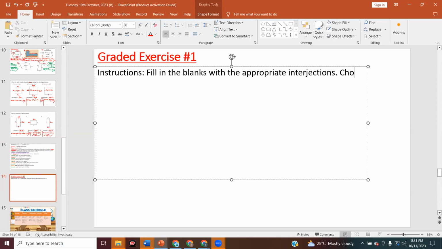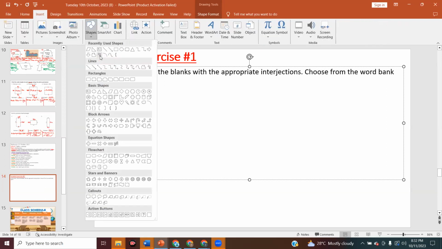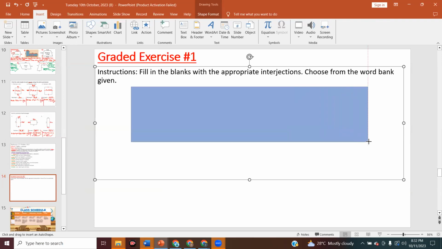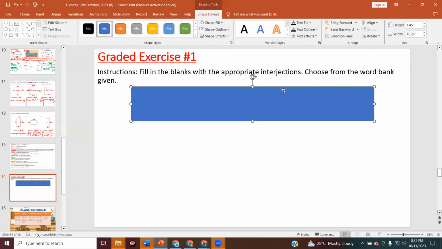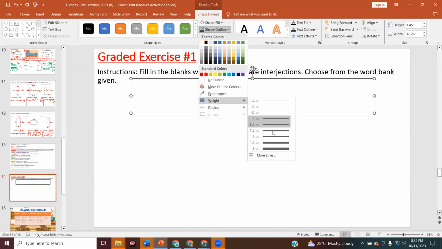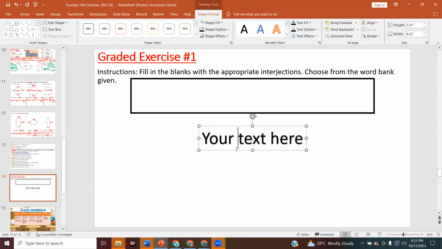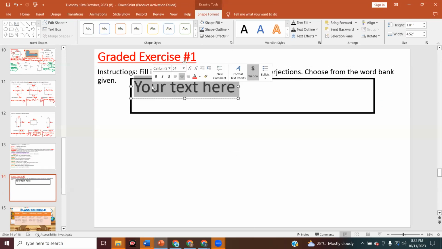Interjections. Choose from the provided word bank given. It's going to be tricky, right? So I'm going to give you a list of interjections from the word bank, and you have to choose from that word bank. So be very careful which ones you choose, because some of them might be very similar. So make sure you choose the right ones. All right, so let's go. Make this smaller.